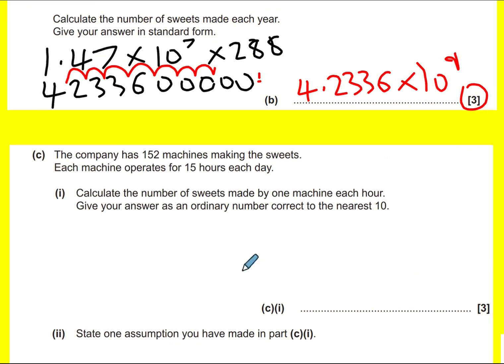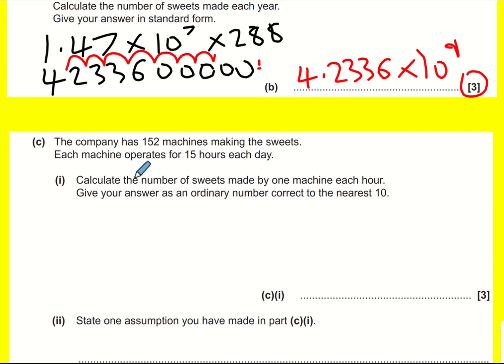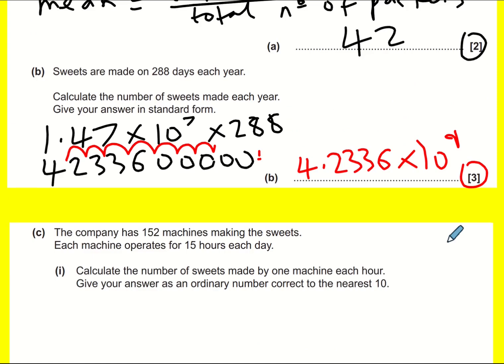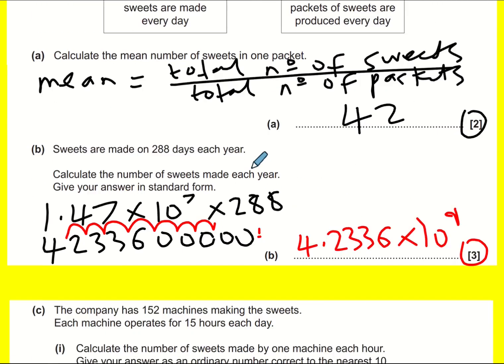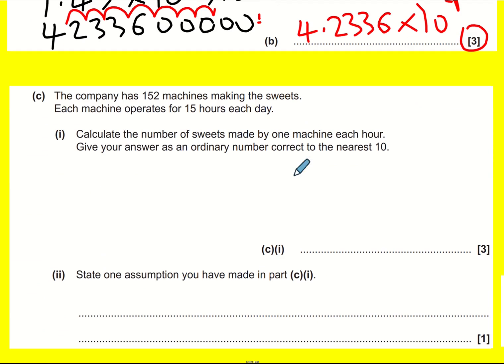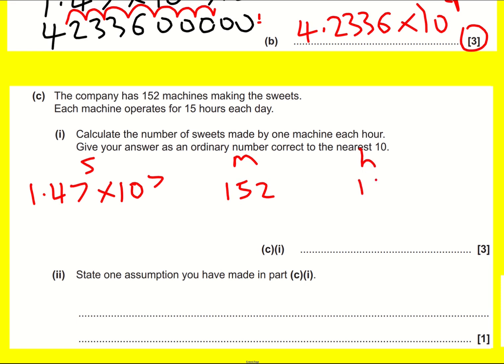Okay. Company has 152 machines making the sweets. Each machine operates for 15 hours each day. Calculate the number of sweets made by one machine each hour, rounding to the nearest 10. So we know, let's just come back to it, we know 1.47 times 10 to the 7 is the number of sweets made in one day. The number of machines is 152, and the number of hours they each work is 15.